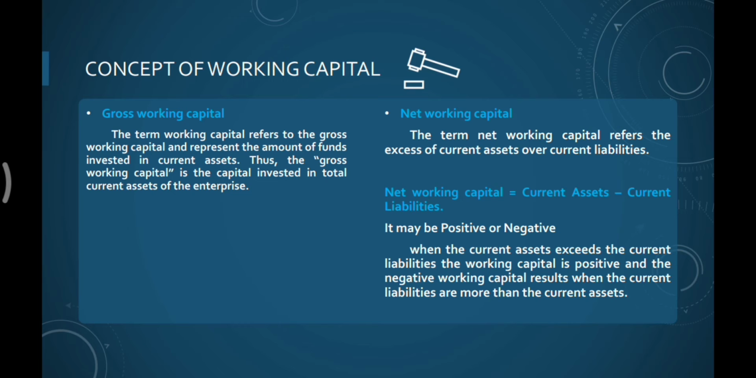And net working capital. The term net working capital refers to the excess of current assets over current liabilities. The formula for net working capital calculation is equal to current assets minus current liabilities. It may be positive or negative. When the current assets exceed the current liabilities, the working capital is positive, and the working capital is negative when the current liabilities are more than the current assets.